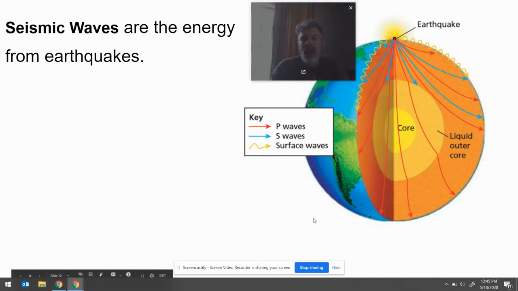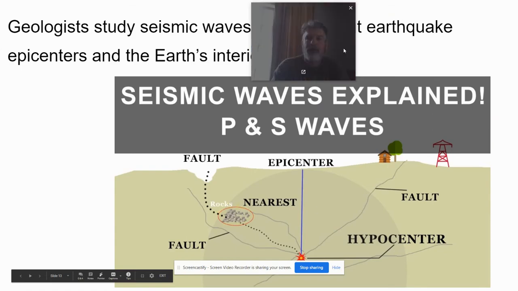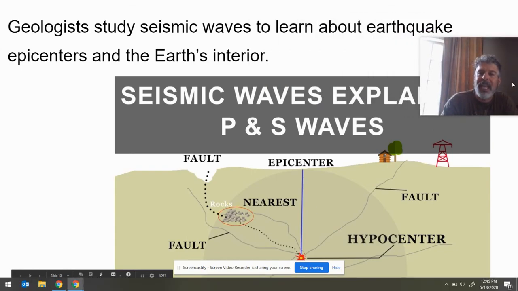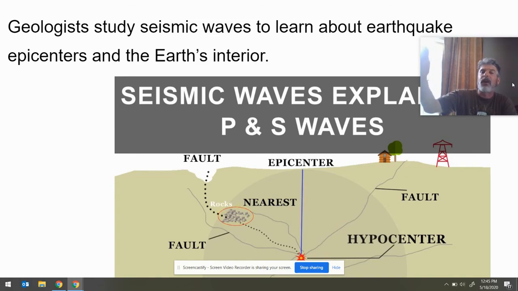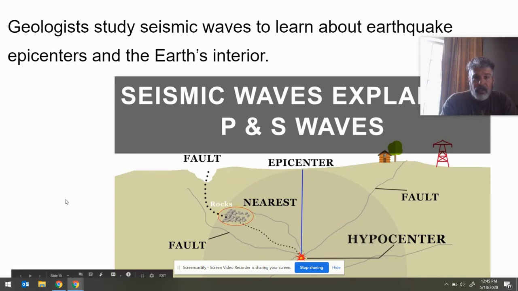Listen, hopefully you guys can figure a little bit more about this out by doing your PLIX. Some of the PLIX was about this very thing. All right, so scientists study seismic waves to learn about earthquake epicenters, which is what your lab is about, and Earth's interior. All right, so let's see, seismic waves.